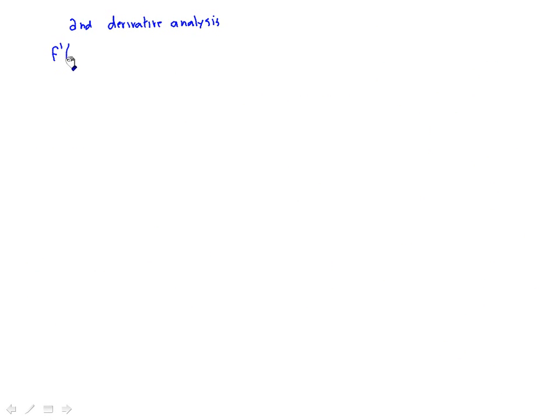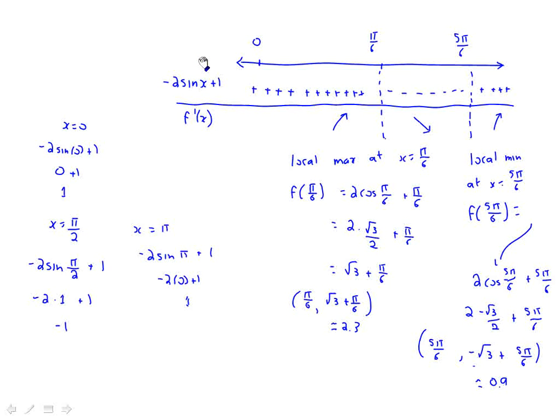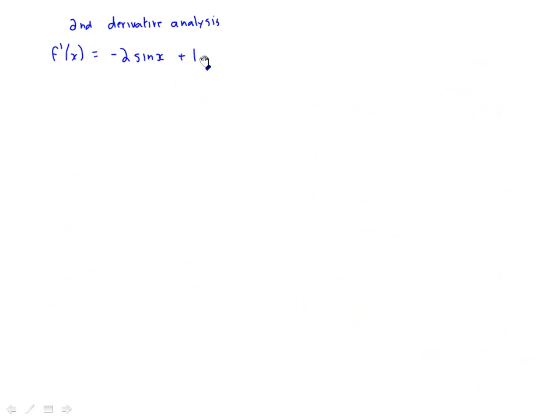So our first derivative, according to what we had worked out, is equal to negative 2 sine x plus 1. So our second derivative, all you're doing is going back and forth between cos and sine. This becomes negative 2 cos x. So it's actually simpler. We do lose that constant term.